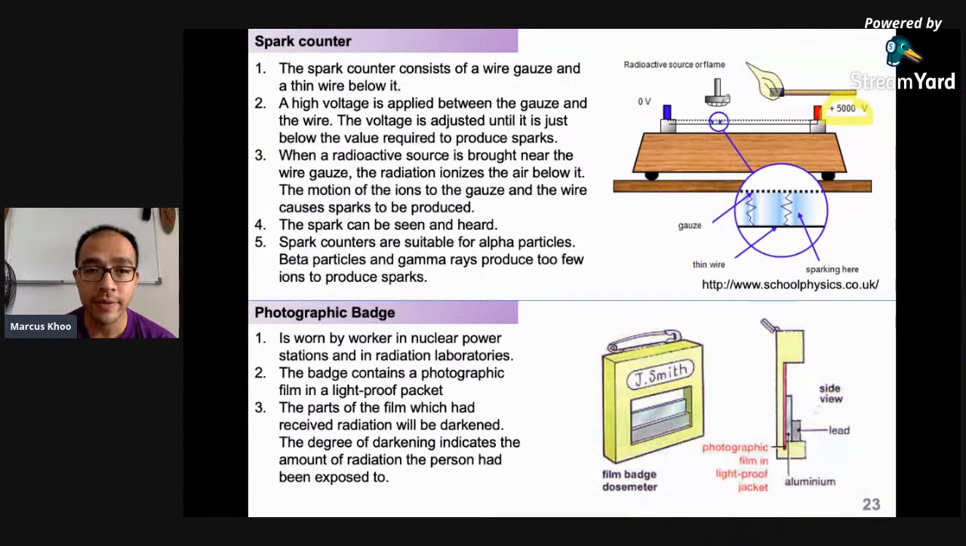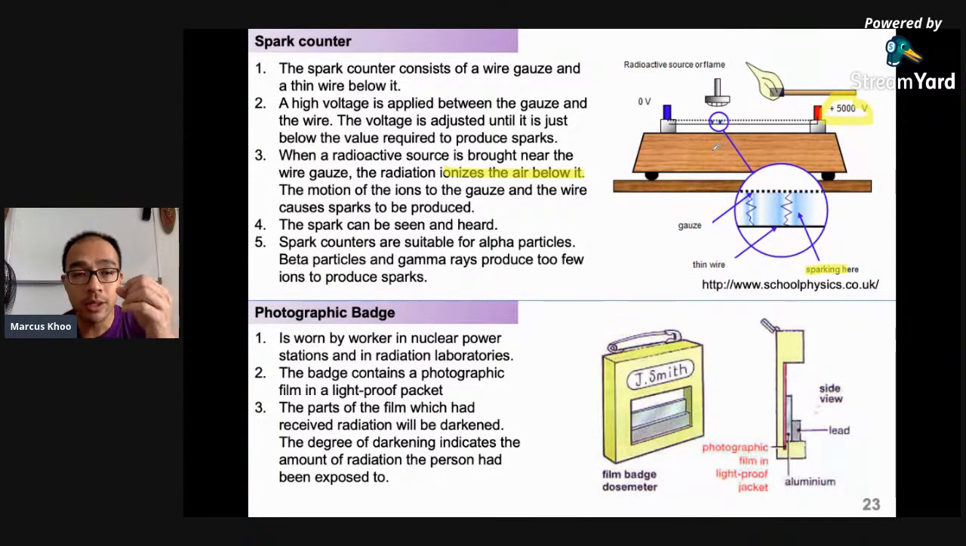So when you have a radioactive source, again, the radiation ionizes the air. And we know that if the air is ionized, it means electricity is going to flow. So the motion of the ions to the gauze and the wire causes sparks to be produced. If I put the radioactive source near the spark counter, we're going to see a lot of sparks over here. It's going to be sparking here. And we can see the sparks.